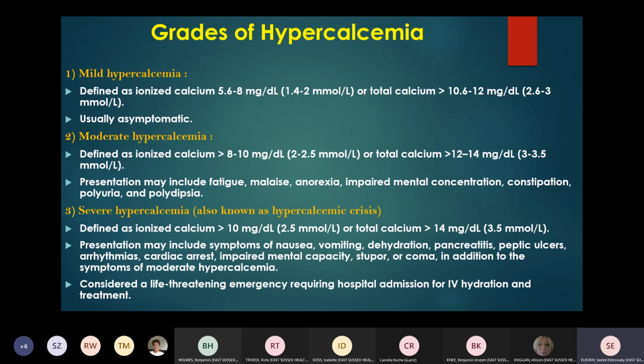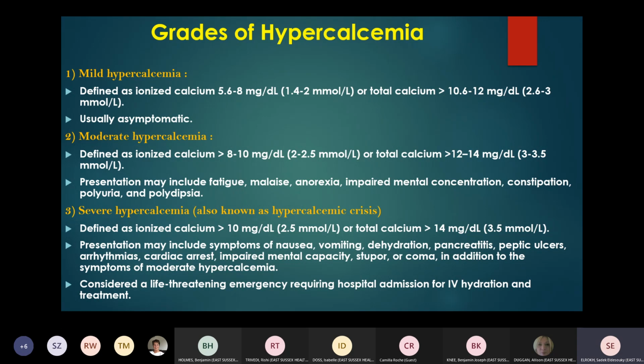Moderate hypercalcemia is defined as ionized calcium between 8 and 10 milligram per deciliter, and total calcium between 12 and 14 milligram per deciliter. What we are using here actually is total calcium in most of the cases. Presentation of moderate hypercalcemia is tiredness, fatigue, increased thirst, impaired sensorium, constipation, polyuria, and polydipsia. If the patient is symptomatic, such a patient needs admission for IV hydration and further investigation.